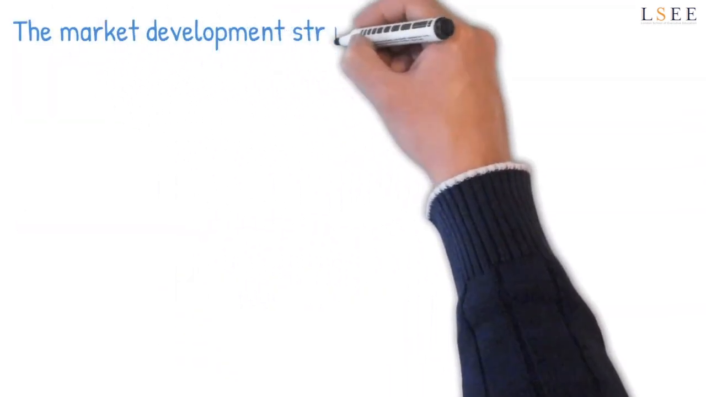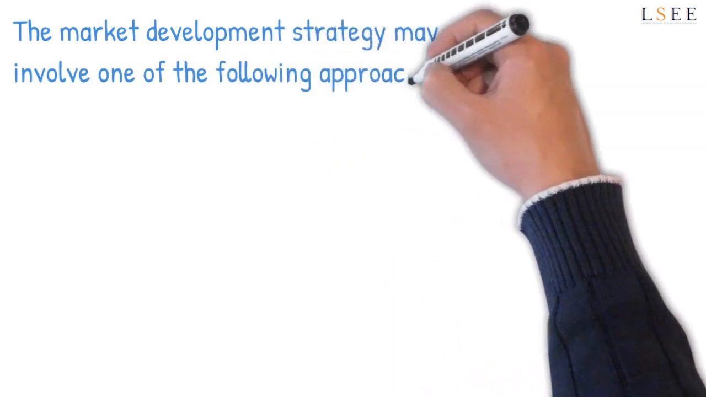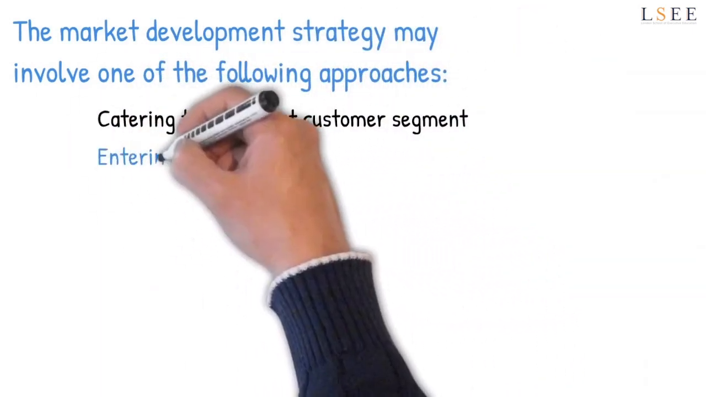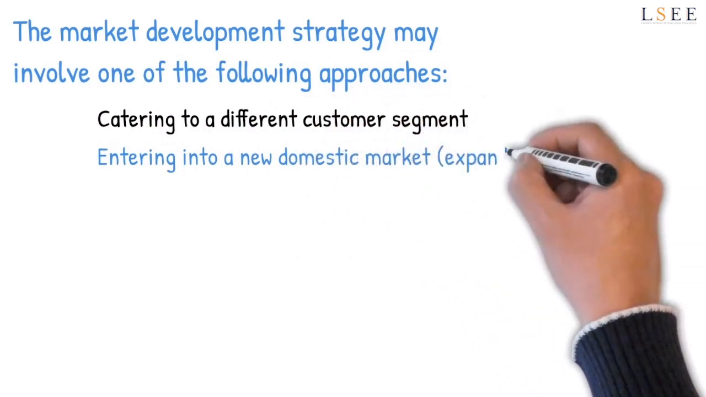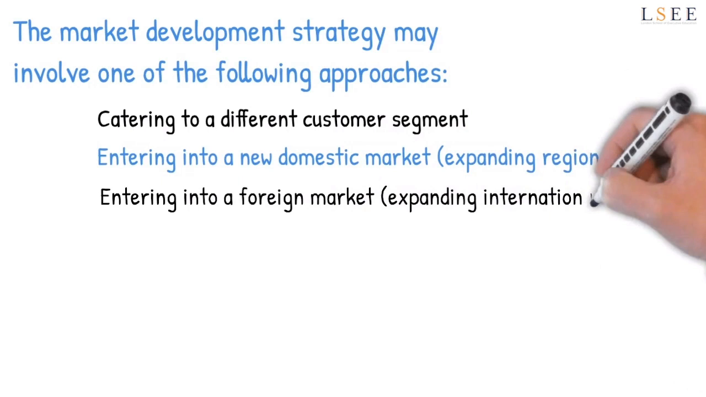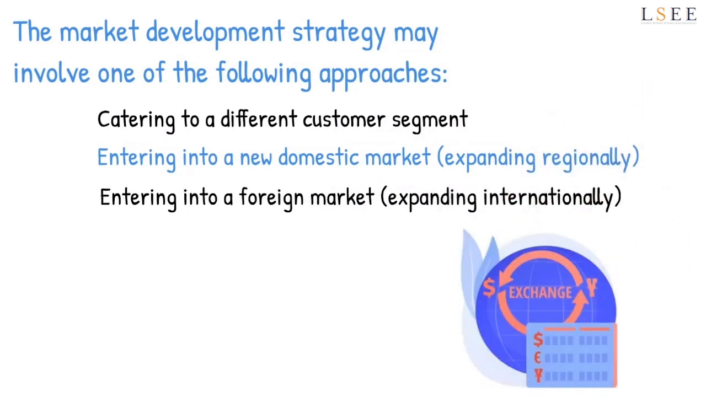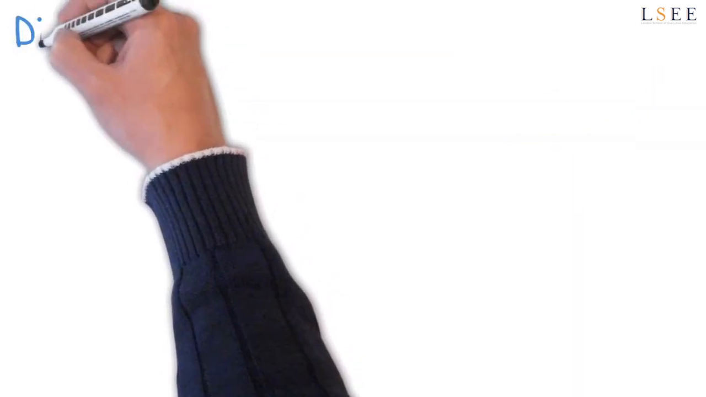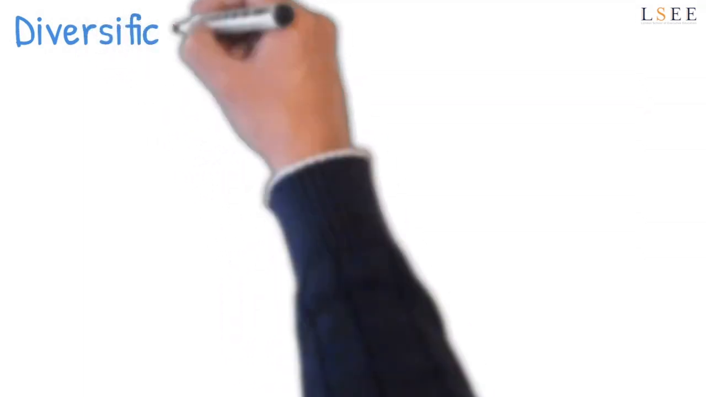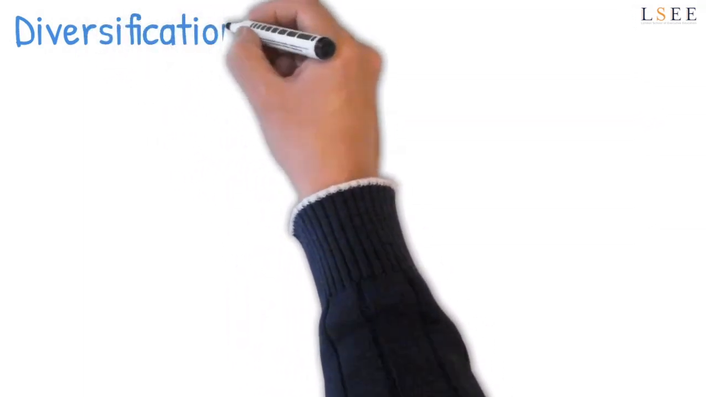The market development strategy may involve one of the following approaches: catering to a different customer segment, entering into a new domestic market, expanding regionally, entering into a foreign market, expanding internationally. Diversification. In a diversification strategy, the firm enters a new market with a new product.